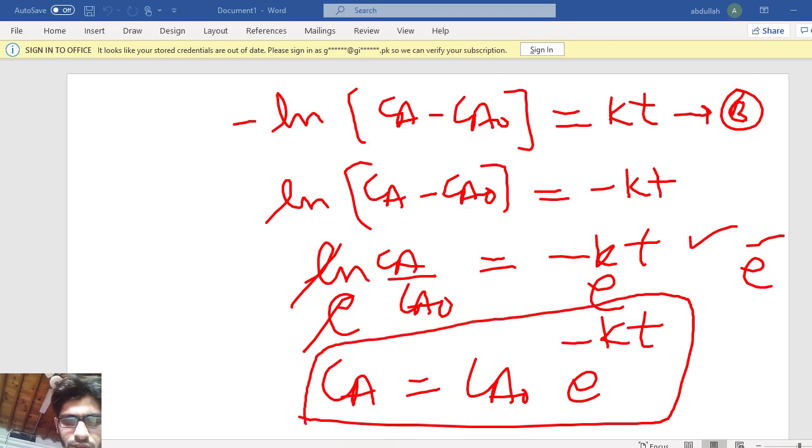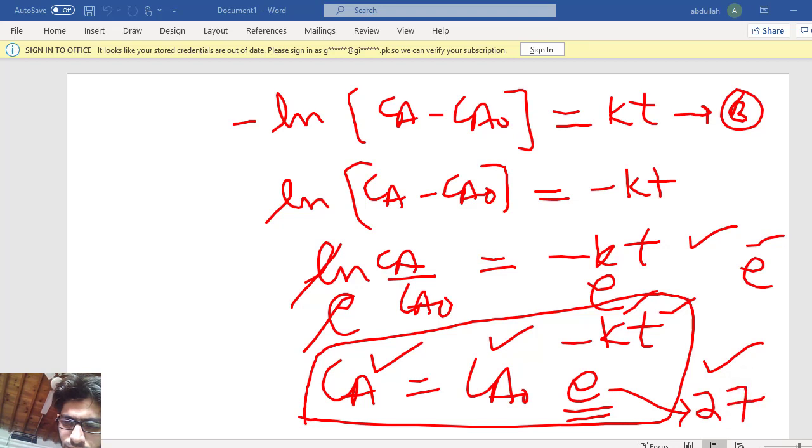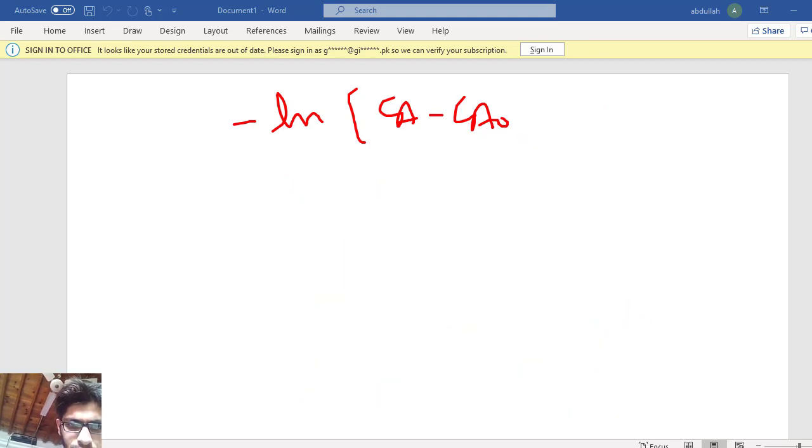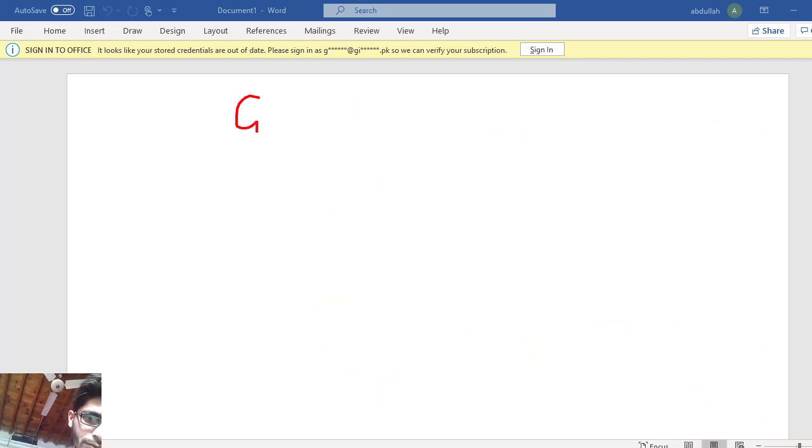This is the integrated rate law for the first order reaction. This is the initial concentration, this is the concentration at some time, this is the time, this is the rate constant, and this e is the exponent, the irrational number 2.71. So this is the exponential law, CA is equal to CA naught e to the power minus kt.